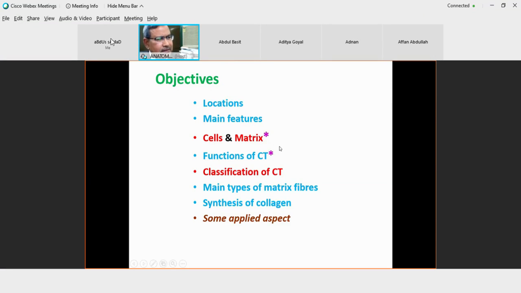What are the main features? They are cells and the matrix. What are the functions and classification, main types of the matrix, fiber synthesis? There could be a large number of objectives. Now let us very briefly go through each and every objective.